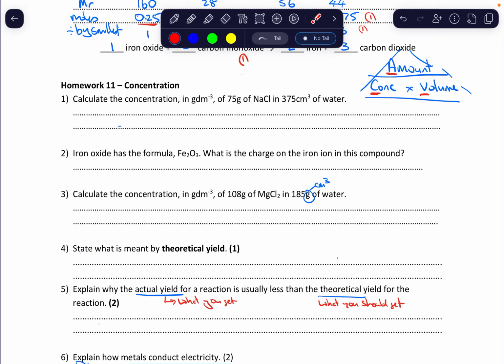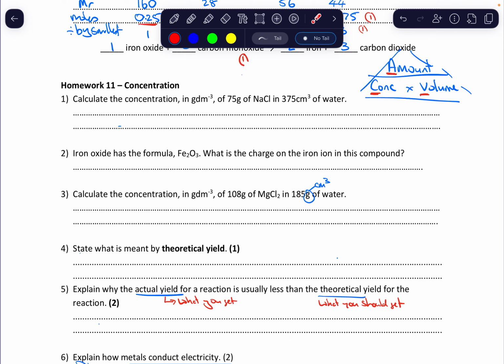So this is homework number 11, and these are just some tips to help you if you get stuck with any of the questions. So first of all, when we're calculating concentration, the equation we use is amount, concentration, and volume. I call this my chicken vindaloo, so we get them in the right order.